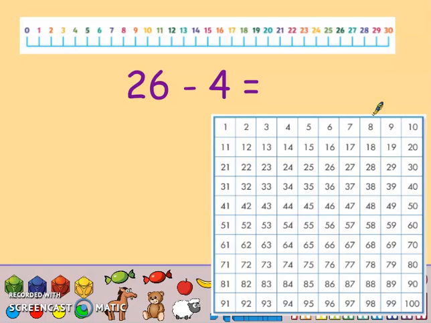This is another method we've used, isn't it? We've used it this week, drawing ourselves a number line. And if you find the number 26, it's here, and I can count back 1, 2, 3, 4 jumps to find the answer. Or on this 100 square, 1, 2, 3, 4 to find the answer.